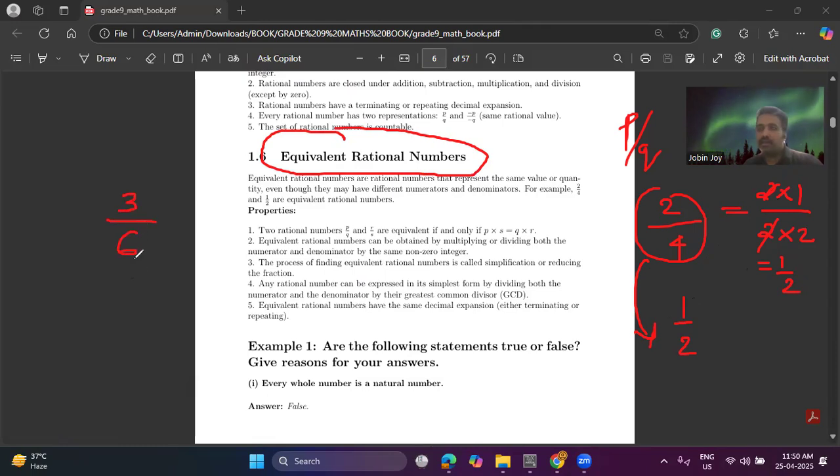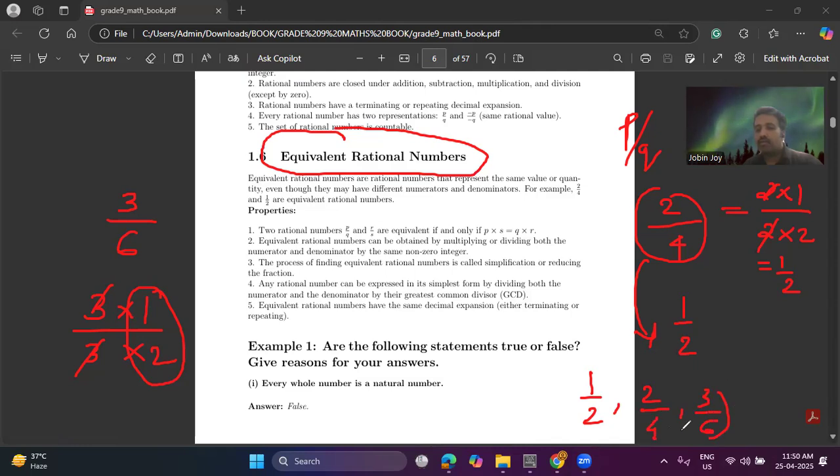3 by 6 are equivalent rational numbers. Why? Because I'm writing 3 into 1 and this is 3 into 2. So 3, 3. When I simplify this, I'm getting 1 by 2. So these three numbers, 1 by 2, 2 by 4, 3 by 6, are all equivalent rational numbers. Why equivalent rational numbers? When you simplify them, you will get the same rational number, P by Q. So that is what is called an equivalent rational number.